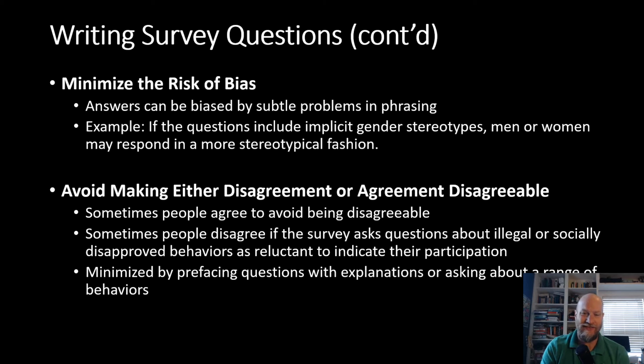You also want to, and this is an interesting turn of phrase, avoid making either disagreement or agreement disagreeable. So let's walk through that for a moment. Oftentimes there's a human tendency to agree, to avoid appearing disagreeable. Despite the old idioms like the squeaky wheel gets the grease, there is a tendency amongst human beings to go along, to be somewhat agreeable. And so if you introduce a survey question that asks people about, for example, illegal or socially disapproved behaviors, even when you've reassured them of their confidentiality, sometimes people are reluctant to indicate their participation. That doesn't mean you can't study these issues. One of the things you can do is to be very clear and upfront about confidentiality and explain how the person's identity will not be released in association with their particular answers.